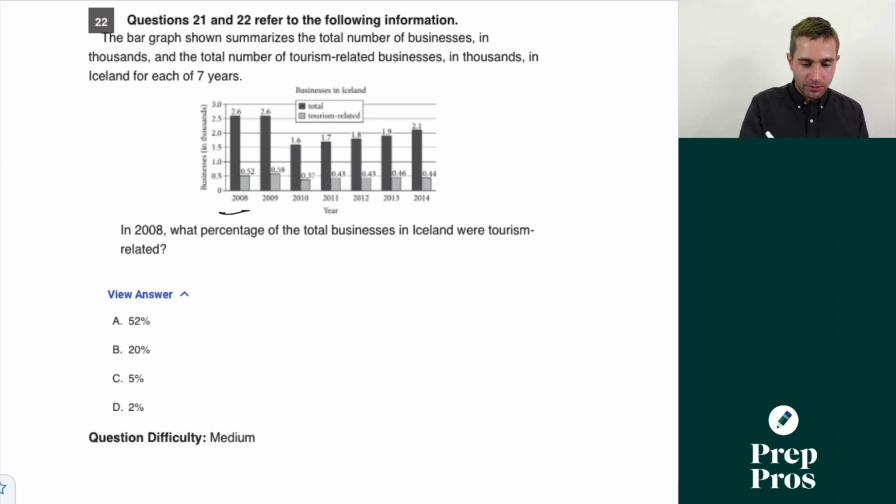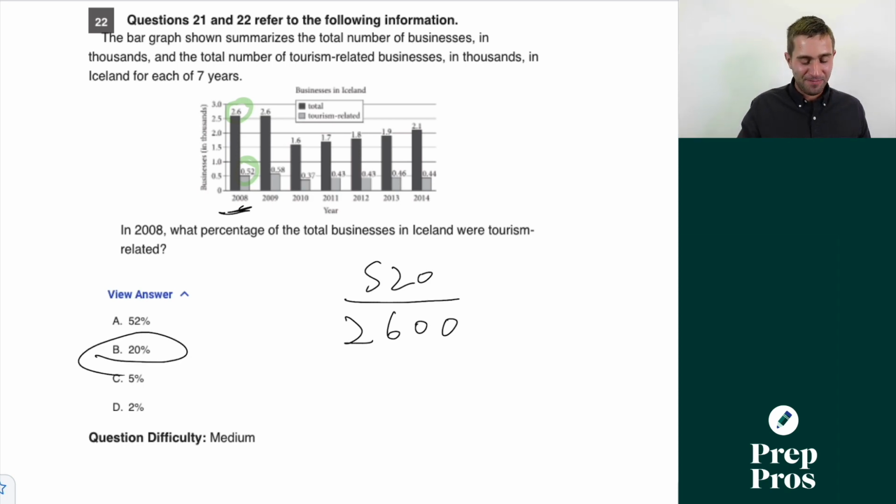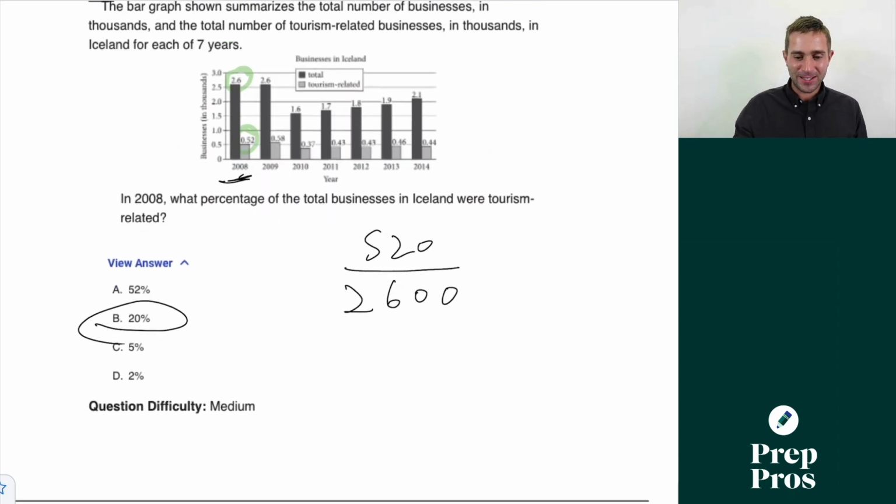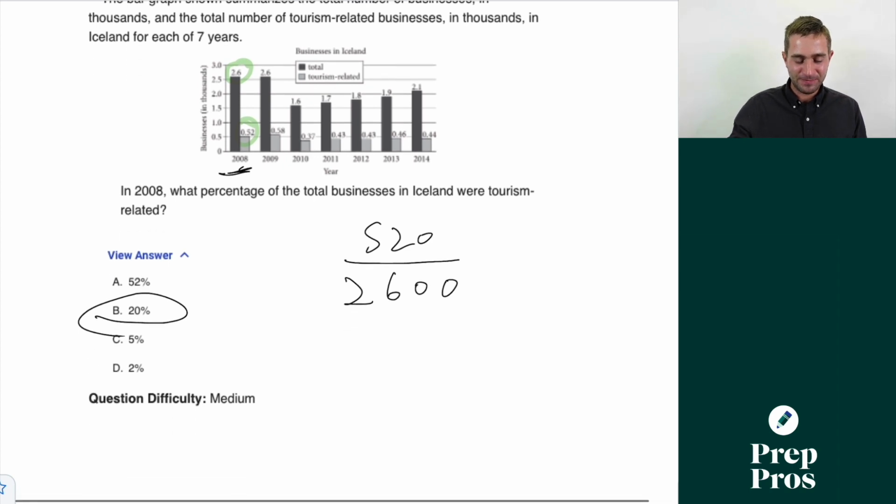Well, 2008 is where we're looking. So we are going to have 2,600 total businesses, and we're going to have 520, because remember this is 0.52 thousands. What we're looking for is the percentage of tourism out of total. So we're simply looking for 520 out of 2,600 here. And I think that should be 2%. But once again, I'm going to check the calculator here. This is the calculator section, so you get to use it. That's 20%. I missed a zero as I was thinking through that. So our correct answer there is going to be B. That's why it's always good to check your calculator when you're dealing with these questions.